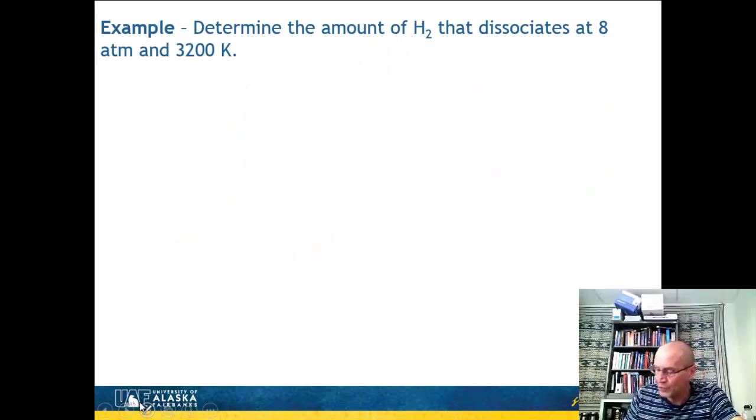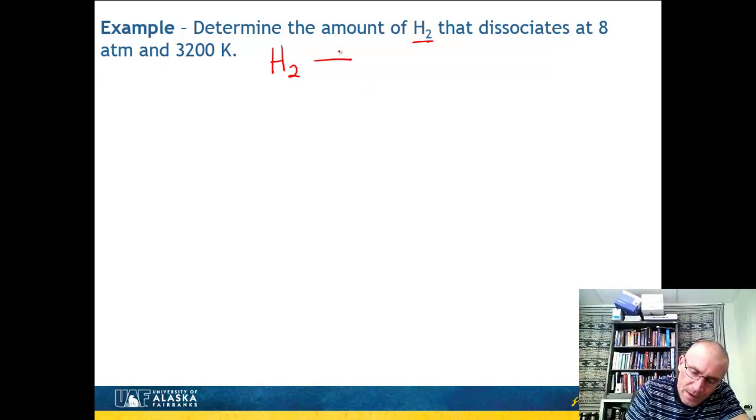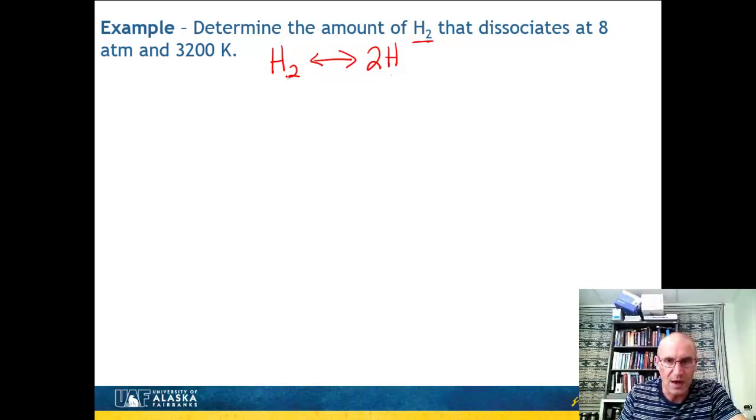Okay, let's go ahead and do one final example. Here what we're going to do is determine the amount of H2 that dissociates at 8 atmospheres of pressure and 3,200 Kelvin. Okay? So here's the reaction that I want. Dissociation means break apart. So I have H2 going to 2H. And what I want to know, I'm going to write this like an equilibrium condition with a double arrow. It says, how much H2 do I have versus the H?